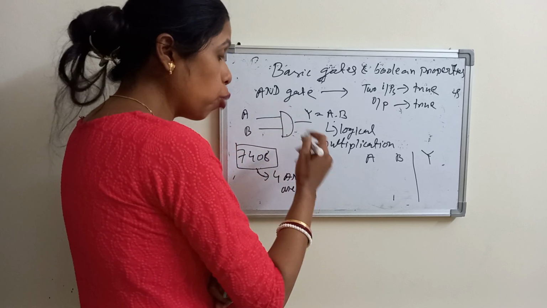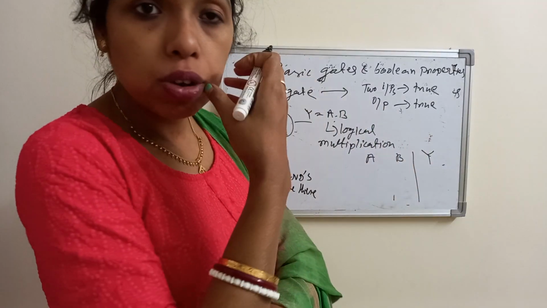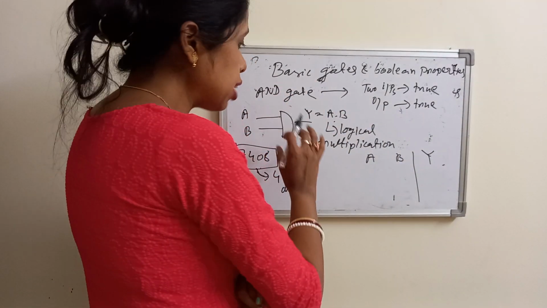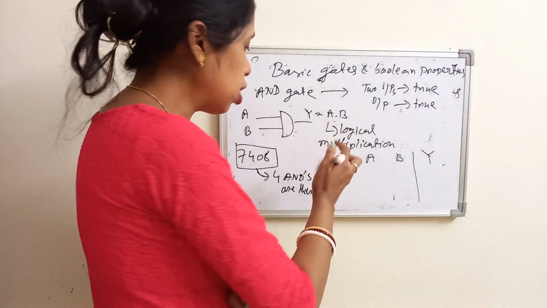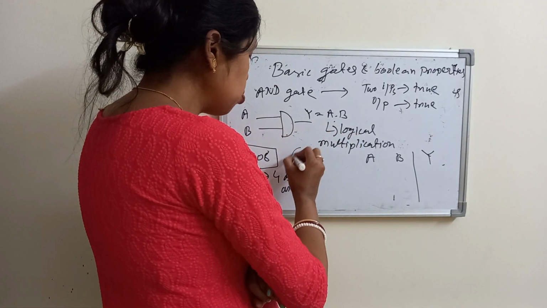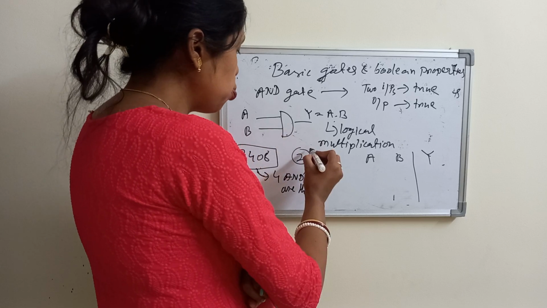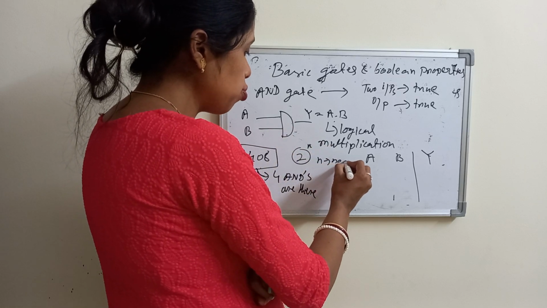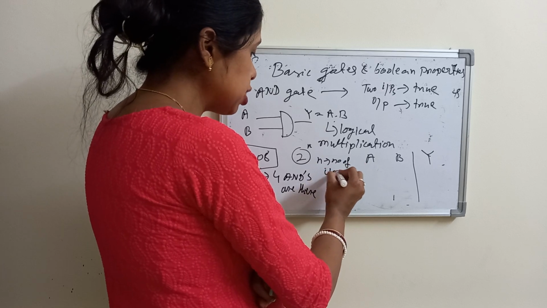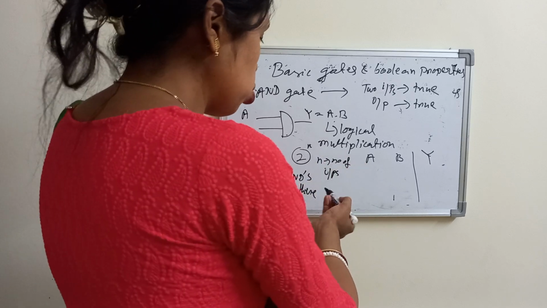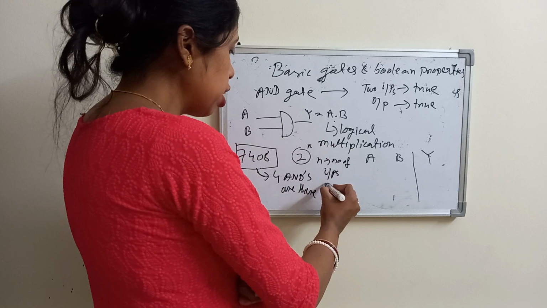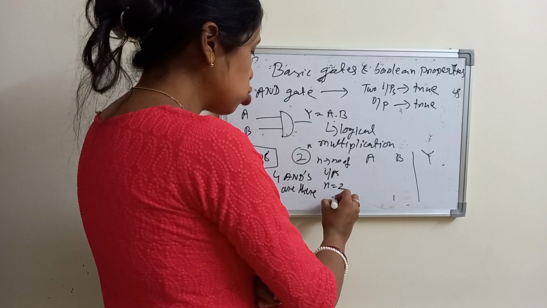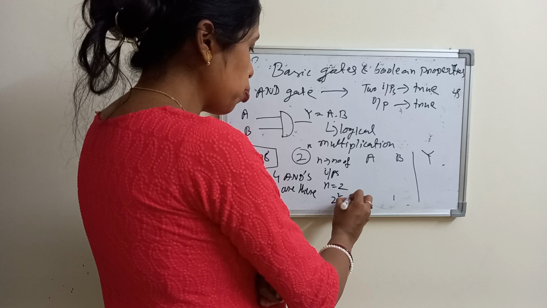If two inputs are there, how many input combinations can you give to the AND gate? As digital is related to binary only, binary means 2, so the formula is 2 to the power n, where n is the number of inputs. For this AND gate, n is equal to 2, so 2 to the power 2 means 4 combinations are there.